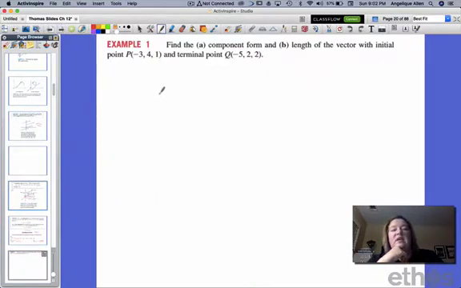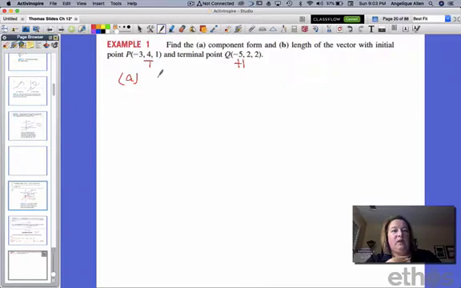Alrighty. So let's just do a sample problem here. If you want to pause the video and try this problem, when you come back, I will explain it to you. Go ahead and hit pause now if you're going to. Okay, so here we go. Find the component form and the length of the vector with initial point P and terminal point Q. So component form is going to be the head minus tail rule. So here's the head and here's the tail.